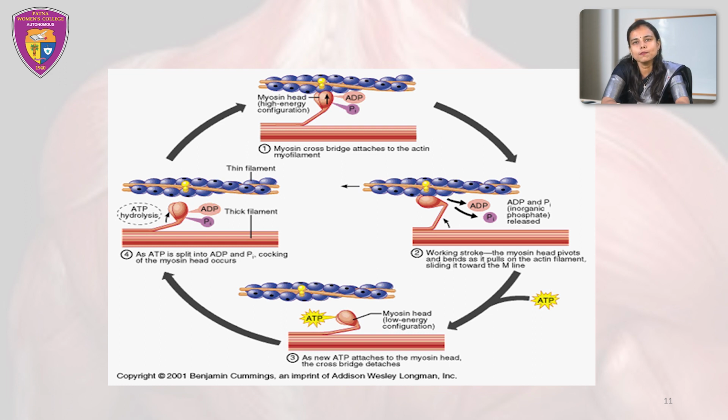Then, in the next step, ATP splits into ADP and inorganic phosphate, which provides power to cock the myosin cross bridge. In this way, the contraction cycle goes on repeating until the stimulus is there. That was contraction in one sarcomere. Similarly, contraction in all the sarcomeres throughout the length of the muscle fiber brings about overall contraction. It should also be noted that for completion of one contraction cycle, 2 ATP molecules are required.